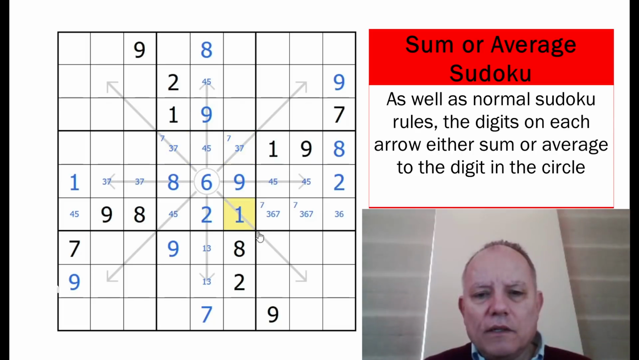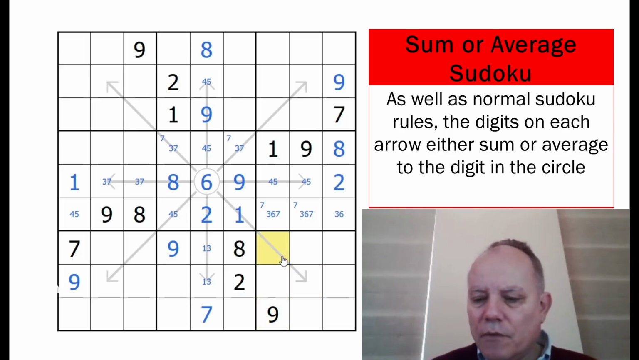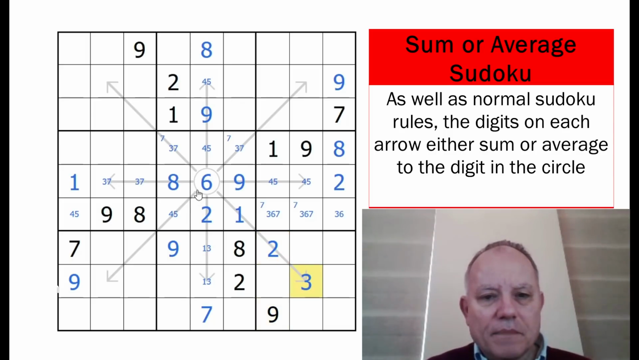Now this 1 could obviously be part of a sum, 2 there and 3 there. Could it possibly be part of an average? No, because they'd have to add up to 17, and they can't be 9, 8 because there's a 9 there. So we can fill in 2 and 3. That sum's done. Now here, this can't be part of a sum because 4 would need 1 and 1. So it must be an average again.